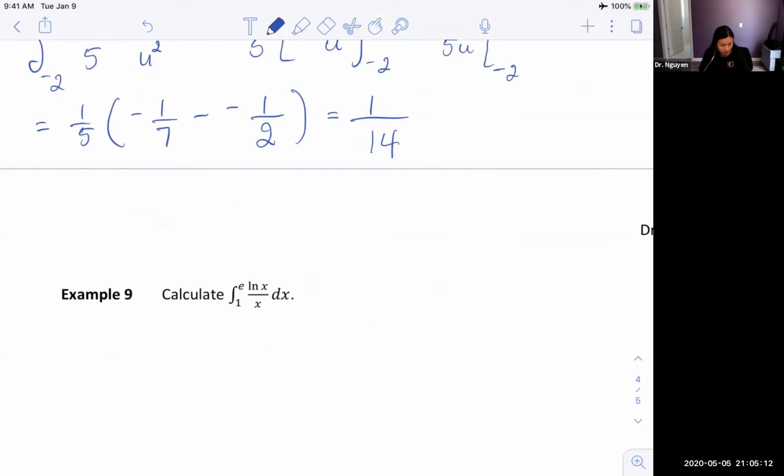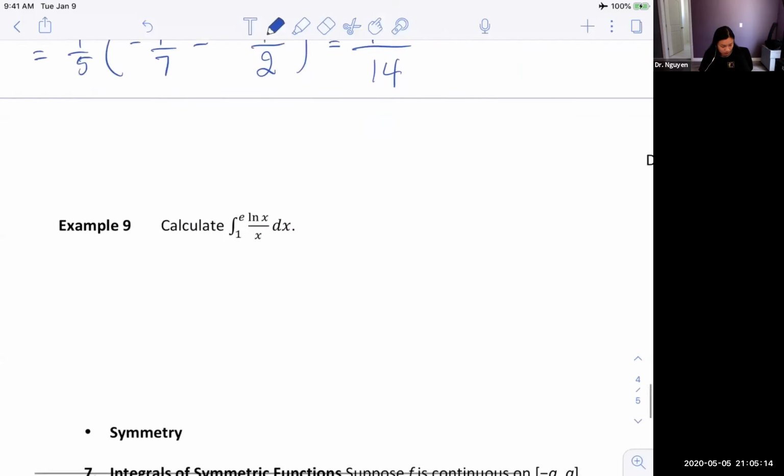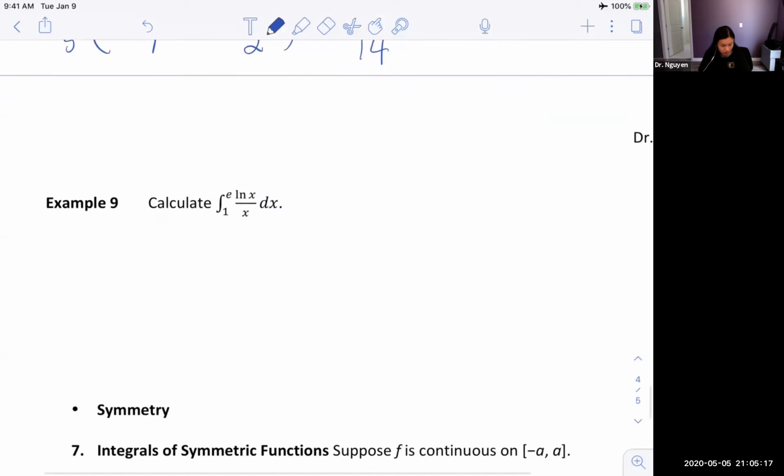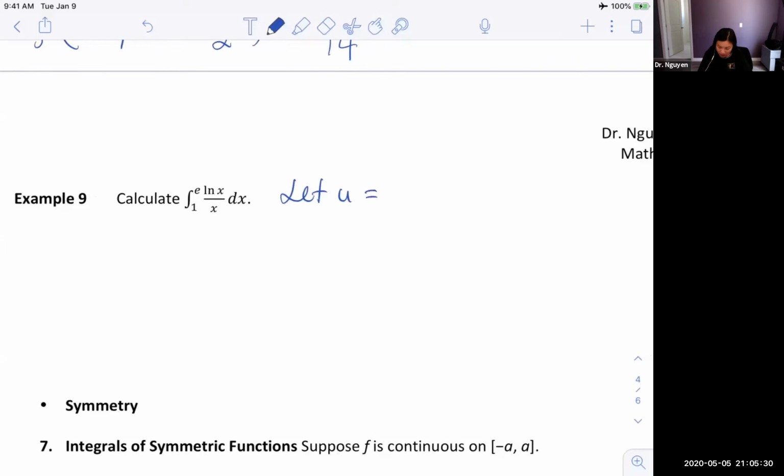Now, this one. So you see that if you let u be ln x, what happens when you take the derivative? When you take the derivative, you get 1 over x dx, which is right there in the original problem. You see that? The original problem is ln x divided by x dx. So it's actually really nice.